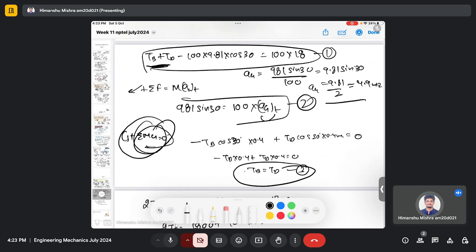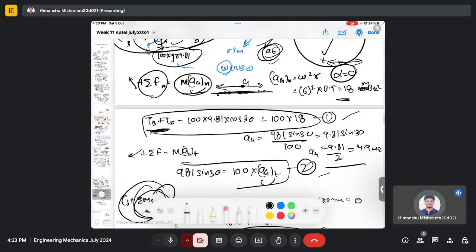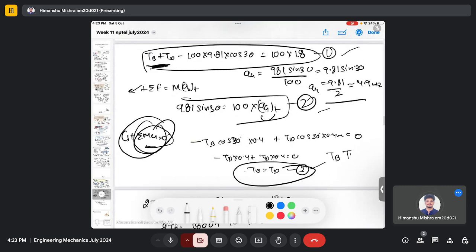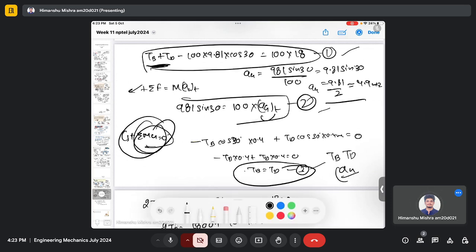Then we solve these three equations, one due to the summation of moment which is zero, and the other two due to the summation of force, which is mass times acceleration. On solving these three equations we found three unknowns, which were TB, TD and the acceleration AG, which is the tangential acceleration. It's pretty much the same problem as the previous one, and we have solved these kinds of problems in previous classes as well. So let's move to the next problem.